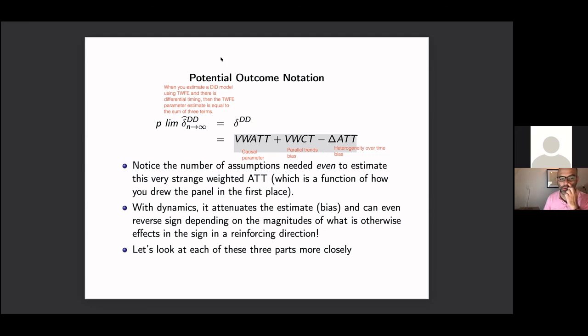And what you need in order for two-way fixed effects to be an unbiased estimate of the ATT is parallel trends and no heterogeneity in the dynamics. Only then will you get the variance weighted ATT.